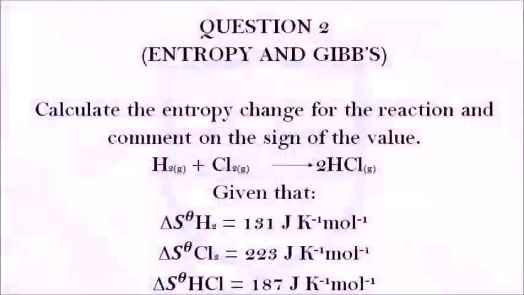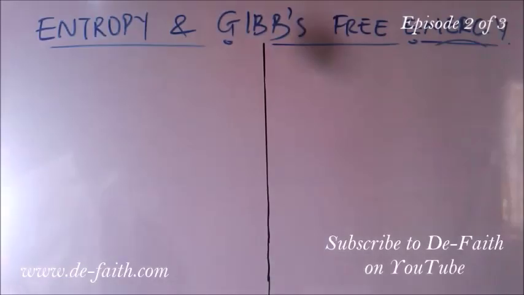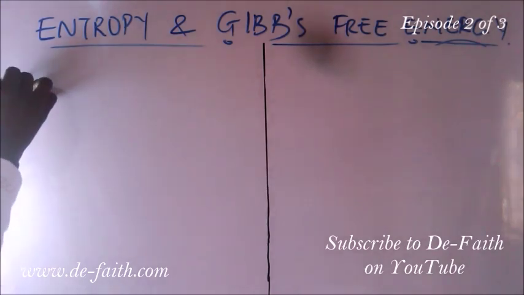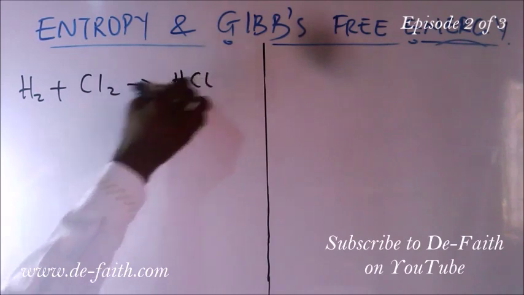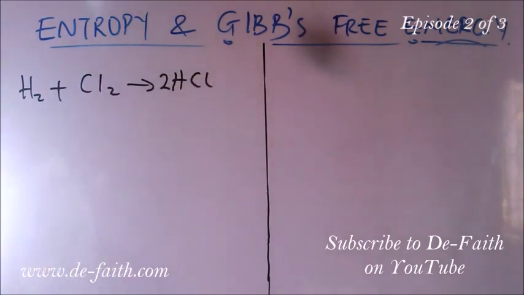Here's the next question. It says calculate the entropy change for the reaction and comment on the sign of the value. Hydrogen gas plus chlorine gas to give hydrochloric acid. Given that the standard entropy of hydrogen is 131, standard entropy of chlorine is 223, and the standard entropy of hydrochloric acid is 187. Alright, so first we'll take our equation, which is hydrogen gas reacting with chlorine gas to produce hydrochloric acid. Now we balance the equation by placing 2 in front of hydrochloric acid.